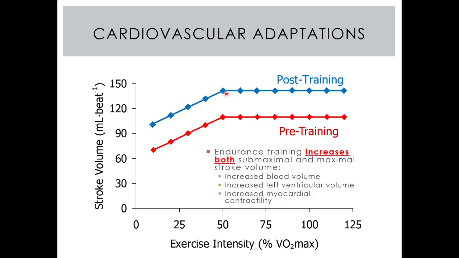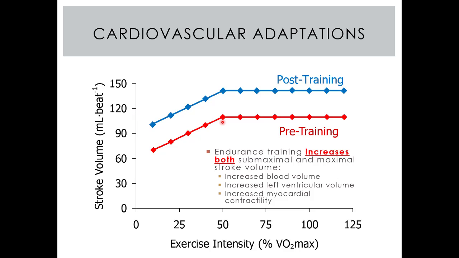So altogether, submaximal and maximal stroke volume increase with training, meaning at any given intensity, whether submaximal or maximal, the heart is pumping out more blood per beat. So just to put some numbers to it, say you are exercising at 25% VO2 max. The stroke volume at pre-training at this intensity was about 80 milliliters per beat. After some weeks or months of training, at 25% VO2 max, the stroke volume improved to say about 115 milliliters per beat. So more blood ejected from the left ventricle per beat. This is an example of changes in submaximal stroke volume.